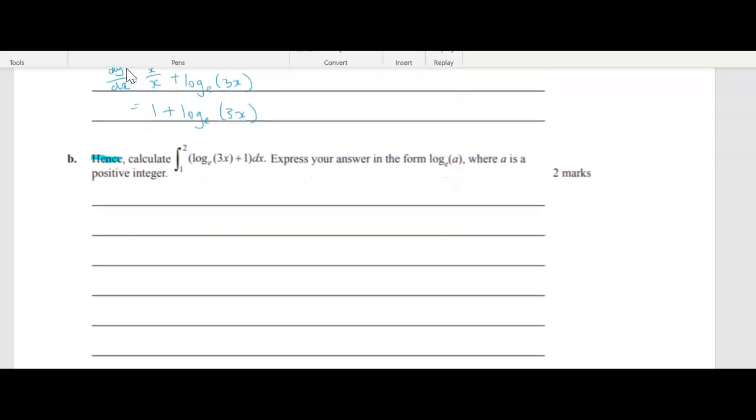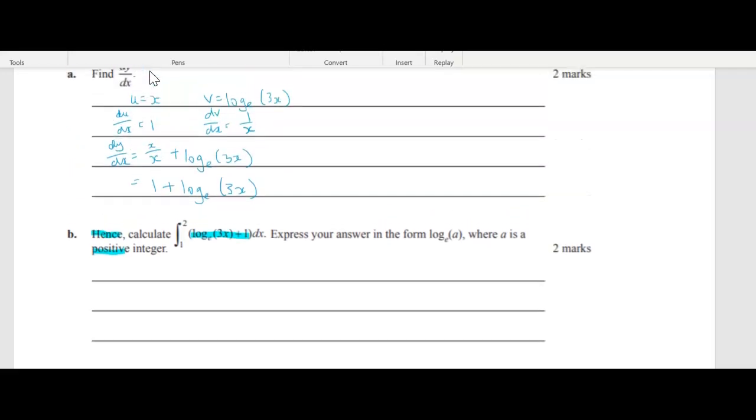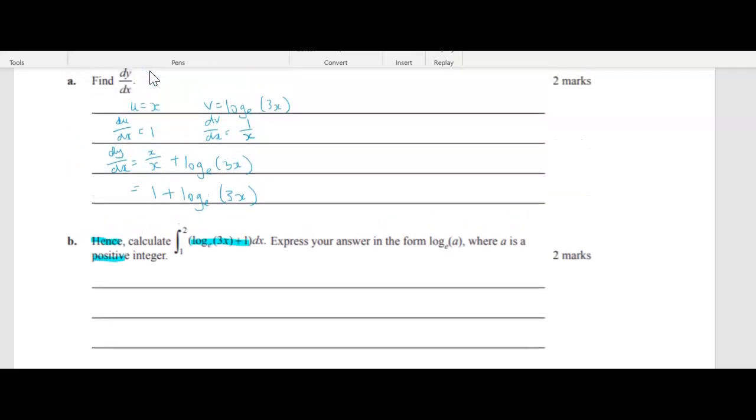All right, so for question B, it says hence calculate this definite integral. So you can see what we have here, log e of 3x plus 1, is what we found in the previous question. I just had the 1 on the other side. We have to express our answer in the form log base e of a, where a is a positive integer. So just remember that's helpful. Maybe helpful, maybe not helpful, don't know until we do the question.